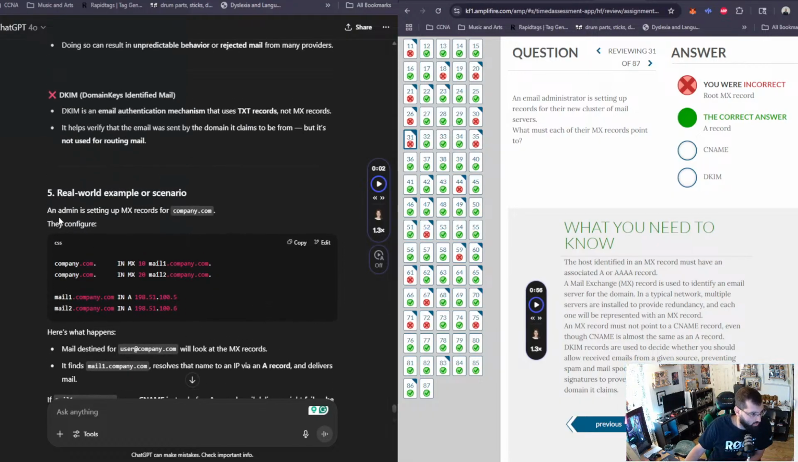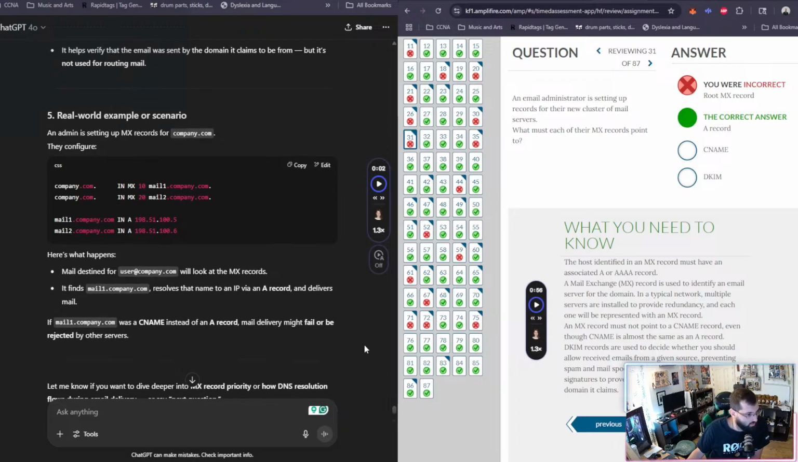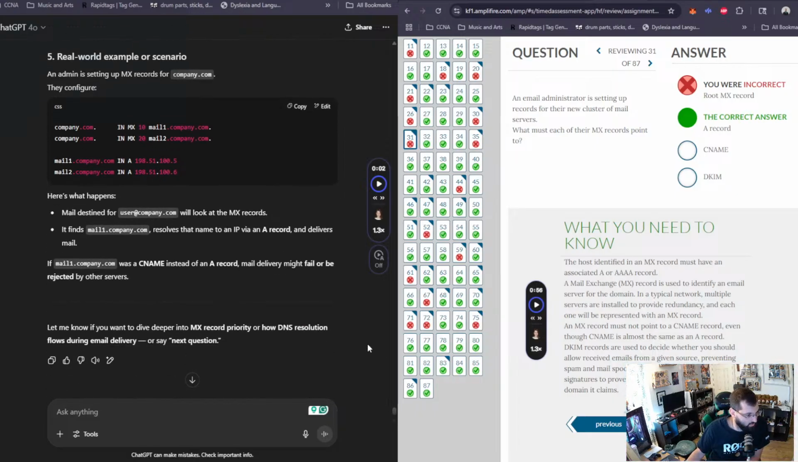Real world scenario: an admin is setting up an MX record for company.com. They configure company.com IN MX 10, and then we have MX 20, and then we have mail.company.com, and then here's the IP. Okay, so it needs to be connected because it needs to be able to connect. Okay.